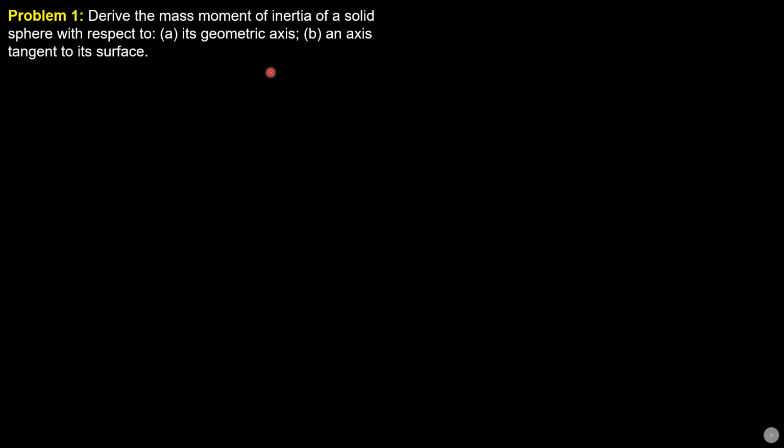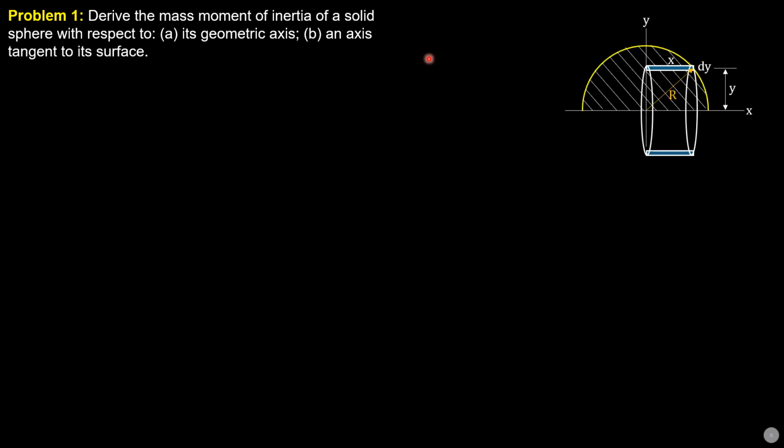So for part B, we use the transfer formula for mass moment of inertia, which is the moment of inertia with respect to the centroidal axis plus mass times the distance of the parallel axis squared. So we have to draw the figure. This is the figure here.